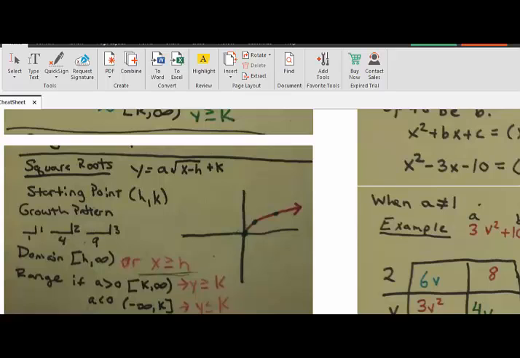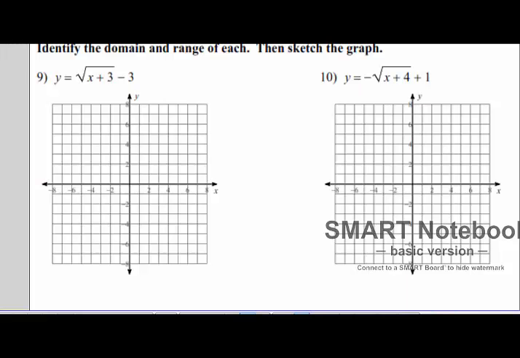All right, so this is kind of like half a parabola on its side, right? So I go back 3, down 3. Over 1, up 1. I go over 4, up 2, over 9, up 3, and then I can connect my dots the best I can.